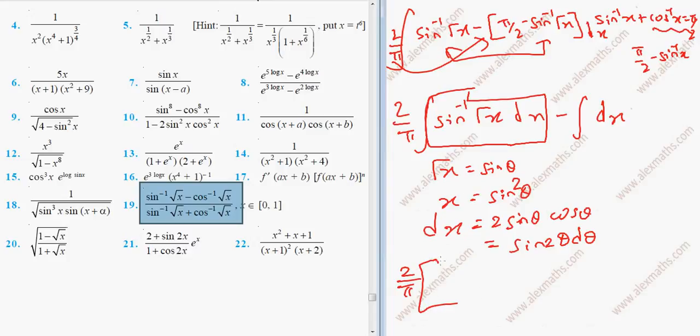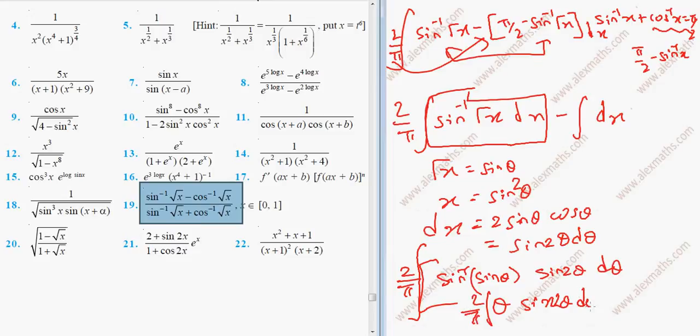I have to replace this first. So sine inverse of sine theta will become theta. Then dx is sine 2 theta d theta. This is nothing but theta into sine 2 theta. We have to use the ILATE method. Okay, the second part you can complete. This ILATE method and substitution alone I will show it here.